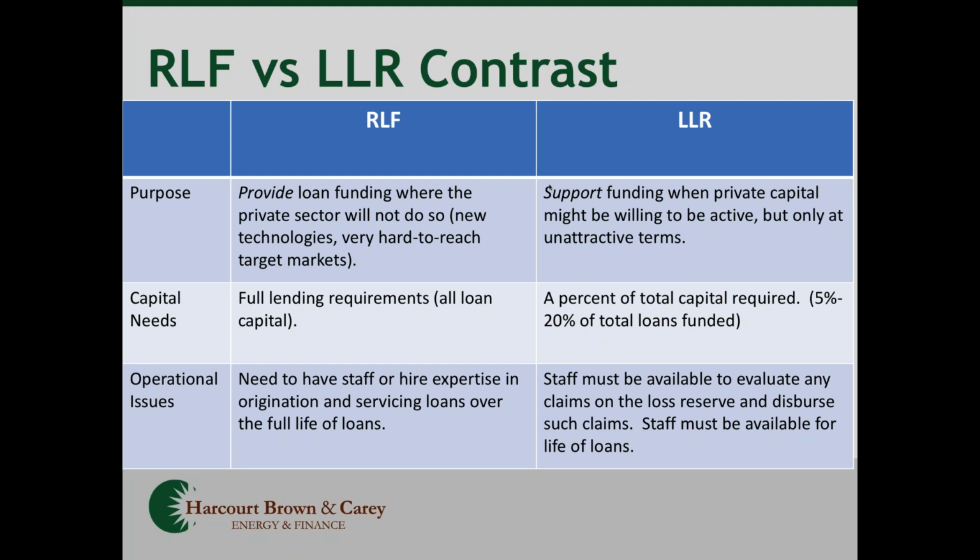On capital needs: with loan funds, you need to have all of the lending capital available. With a loss reserve, you're getting leverage, typically 10 times, but maybe 5 to 20 times, leverage of private sector capital. Operationally, in a revolving loan fund, you need to have either on staff or hired expertise in the origination and servicing of the loans. With a loss reserve, you have to have staff who are available to evaluate claims on that loss reserve and then disperse those claims. So in both cases, you need to have staff on board who are either supervising or actually performing these operations, and you need to have those staff on board for the life of those loans. One note, I mentioned rate buy-downs.